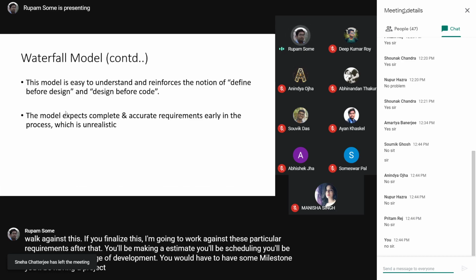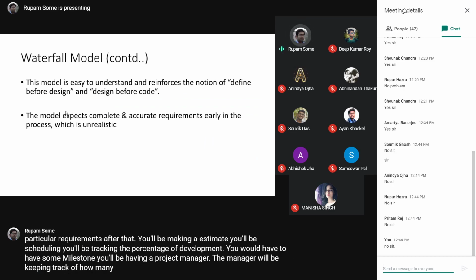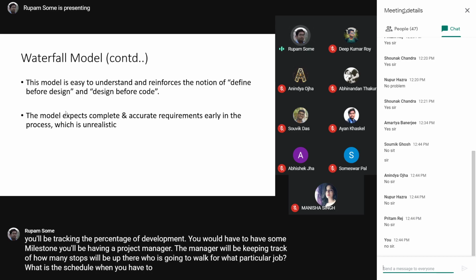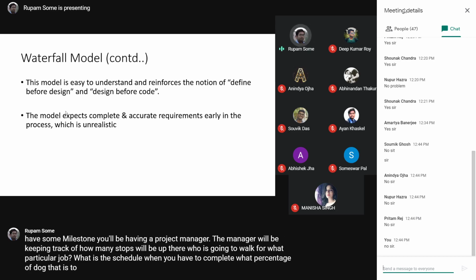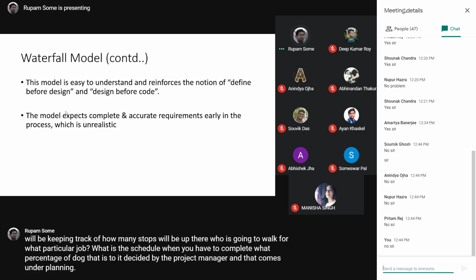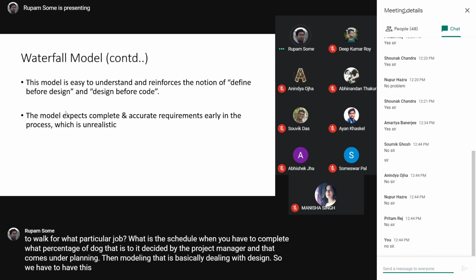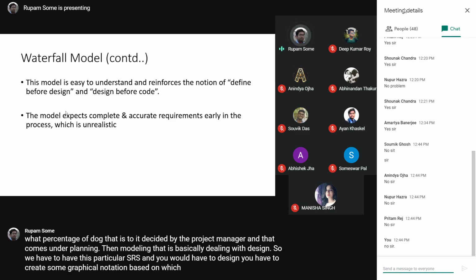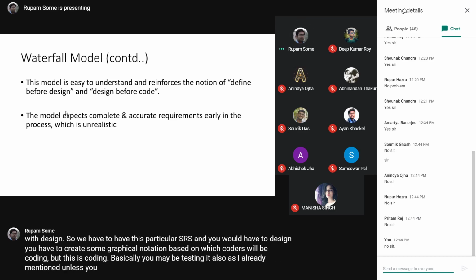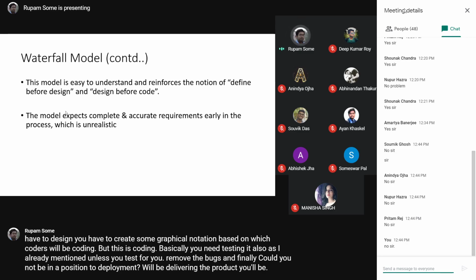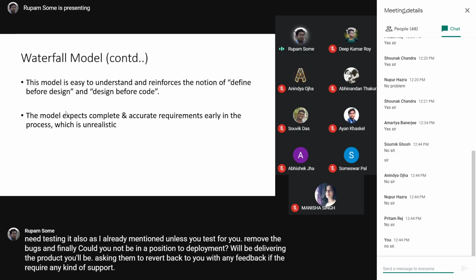This model basically understands and reinforces the notion of define before design. So you'd have to define. What you have to define? You have to define the problem statement before you start real designing. Okay. And design before code. You have to have a design documentation before you want to start coding. That is true for every model. But this model expects to complete the entire requirement procedure before the next phase is going to be started.